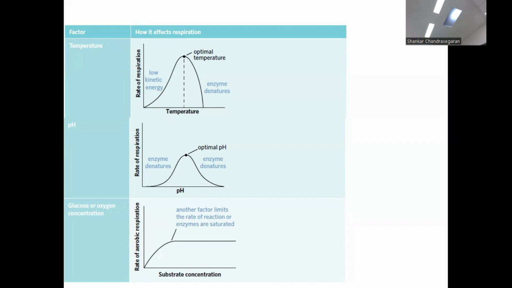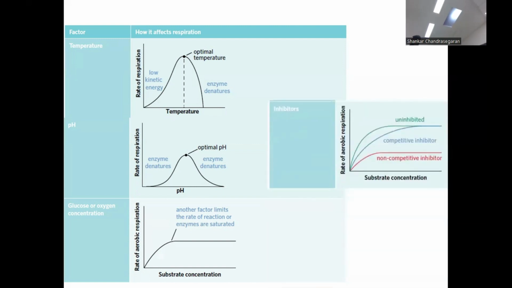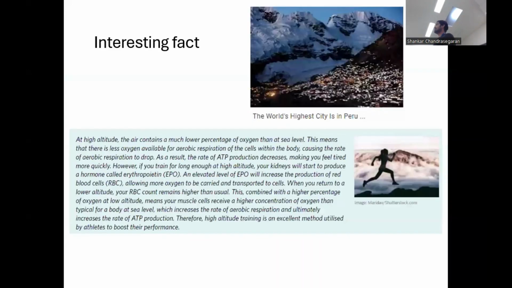With glucose concentration and oxygen concentration, it's the same, where there will be an increase in the rate of reaction until it reaches a saturation point, at which case it will start to plateau and become consistent, where the saturation point is caused by another limiting factor, right? Any questions? All right.